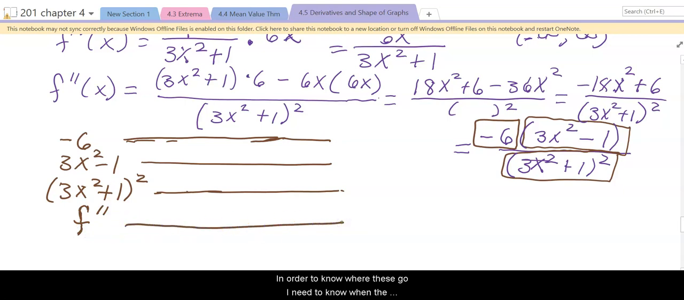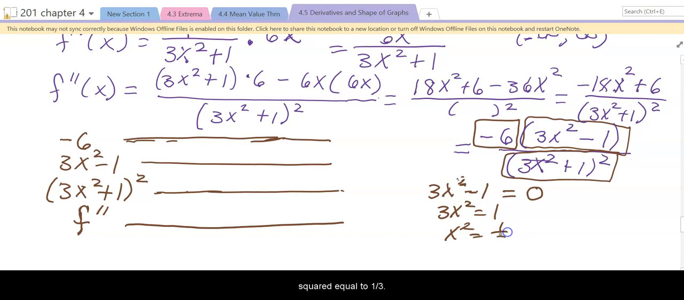Now, in order to know where these go, I need to know when the second derivative is 0 or when the second derivative is undefined. When would the second derivative be 0? That would occur whenever the numerator is 0. The numerator will be 0 whenever 3x squared minus 1 is equal to 0. When that is 0, the second derivative is 0, and this is the most likely place to find an inflection point. This is going to give me 3x squared equal to 1, or x squared equal to 1/3.